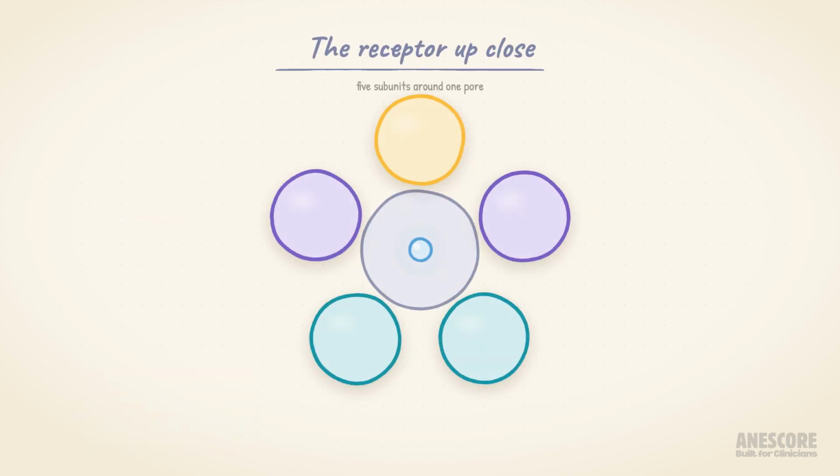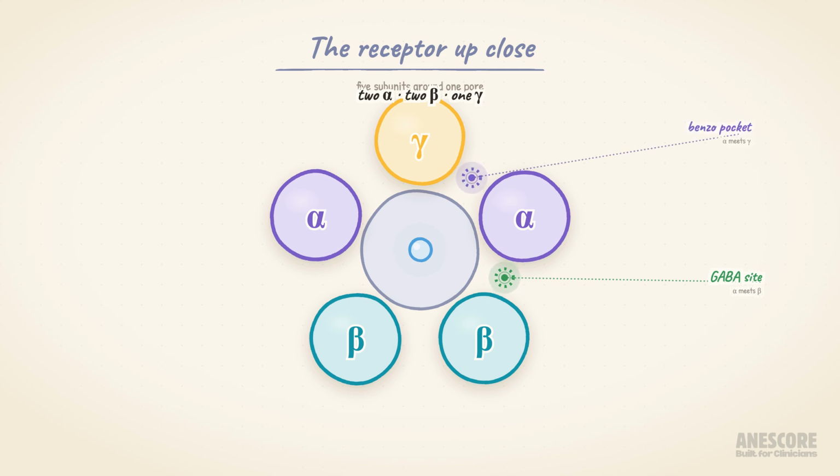Let's zoom right in on that gate. It's built from 5 protein pieces, 5 subunits, arranged in a ring around a central core. The usual recipe is 2 alpha, 2 beta, and 1 gamma. GABA itself binds where alpha meets beta, but there's a second separate pocket where alpha meets gamma, and that pocket is where the benzodiazepines will act. 2 different sites on the very same gate. Hold on to that because it explains a lot.